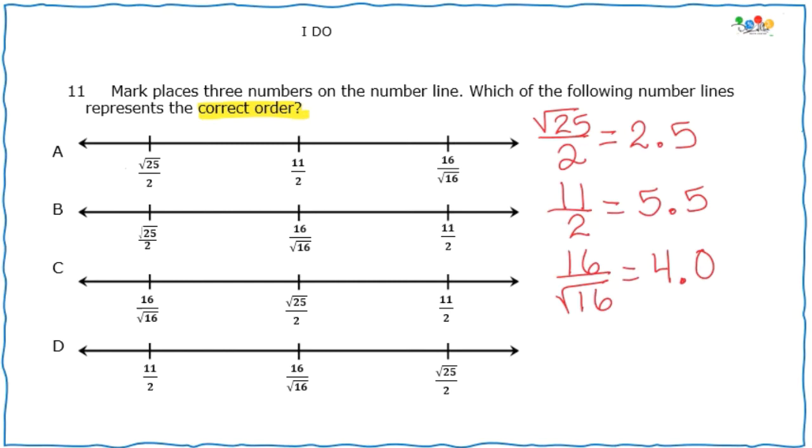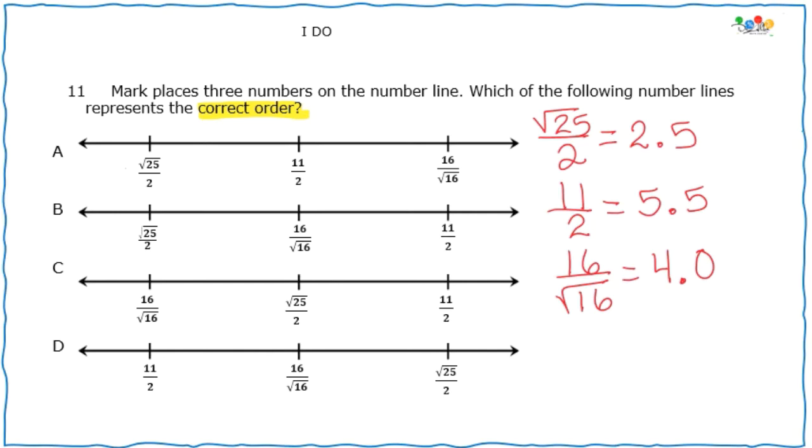Okay, so if you look at letter B and letter C and D, they all have the same numbers. They're just in different orders, right? So I don't need to be doing each one of those B, C, and D. So I'm going to go back to my numbers here: 2.5, 5.5, and 4.0. Since I want them in correct order, I got to think about it could be either from least to greatest or greatest to least. It won't matter. But I got to think about an order.